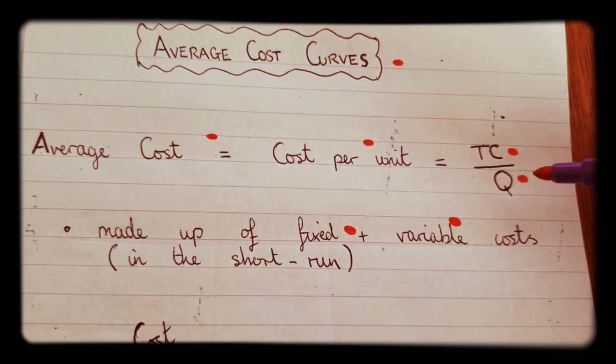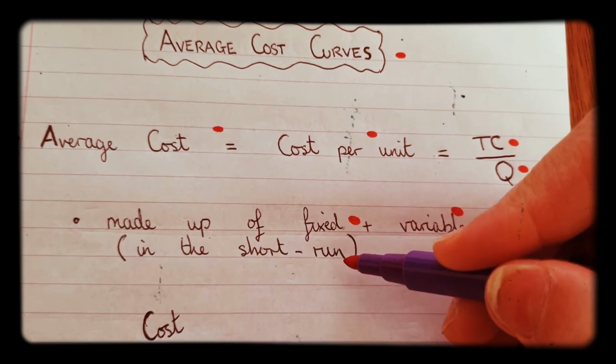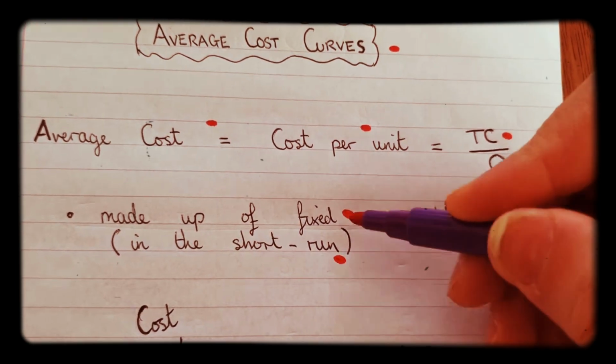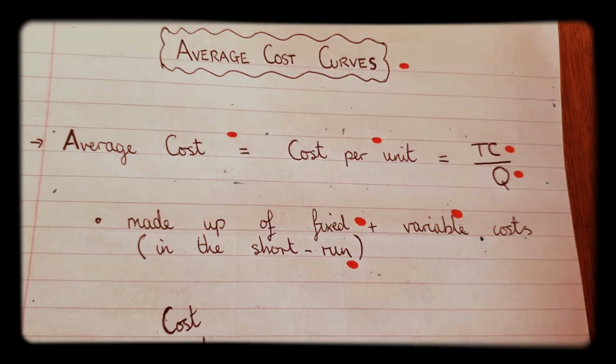Just like every other cost, average costs also include fixed and variable costs, and it's only applicable in the short run that we have fixed costs. In the long run, we have only variable costs.